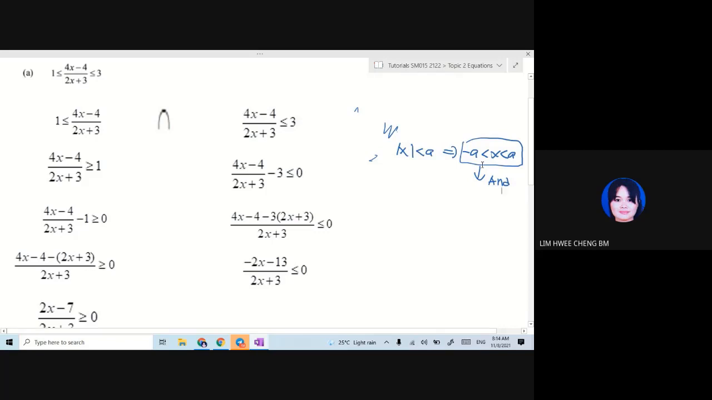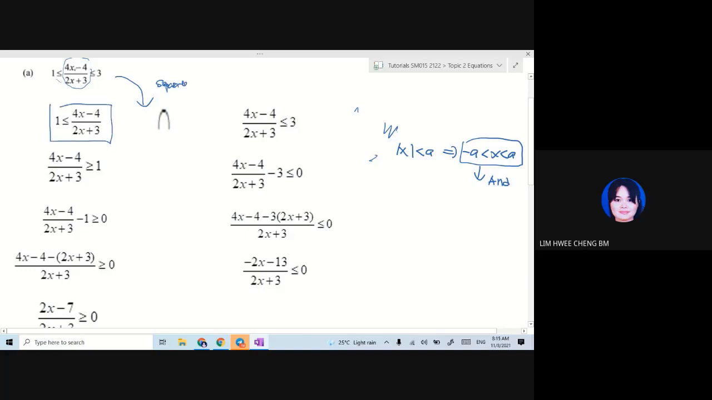Same thing here. For question A, we have 4x minus 4 over 2x plus 3 in between. For these cases, before you do anything, you have to define first or separately. Since the inequality is a rational inequality, we cannot do cross multiplying. That's why we have to separate into two cases.